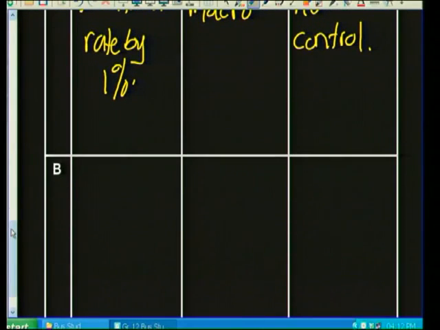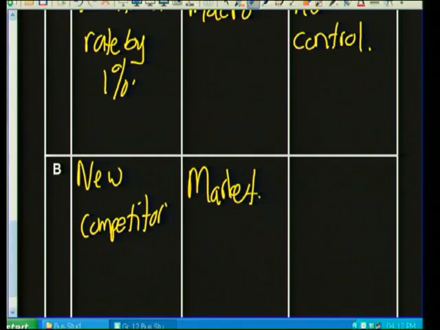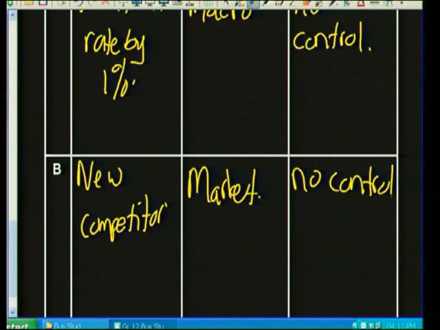Let's go down to our second one. That was the new competitor. Right, now competition is an element in the market environment. So our environment here is going to be market. Now with the market environment we still have no control. We can influence, but there's no control. There's very limited control there. So we can say no control, but can influence.